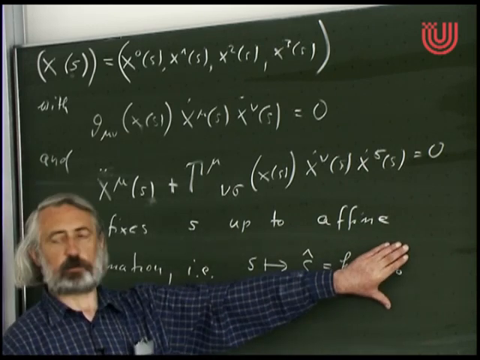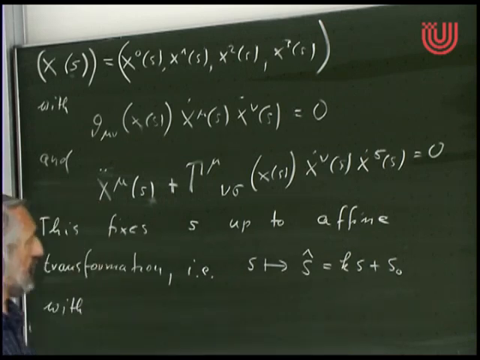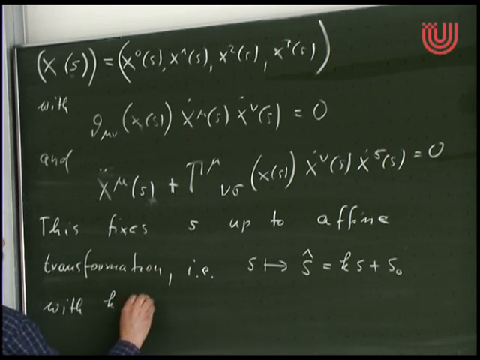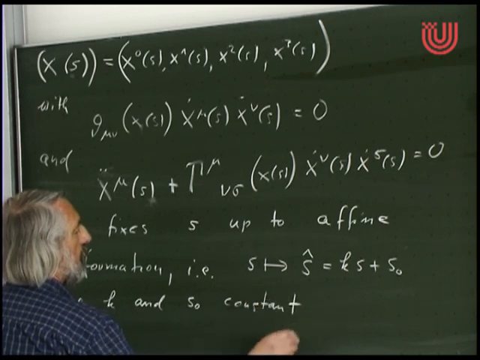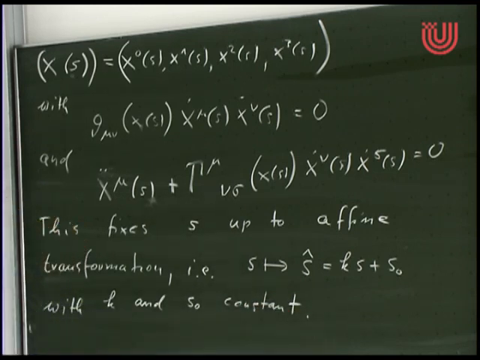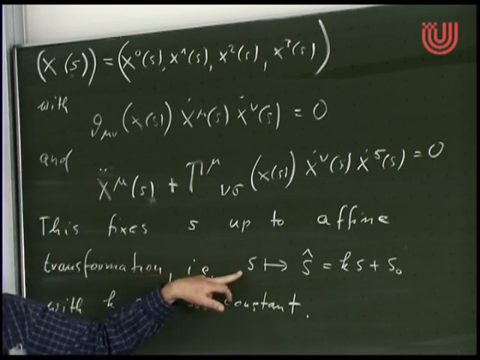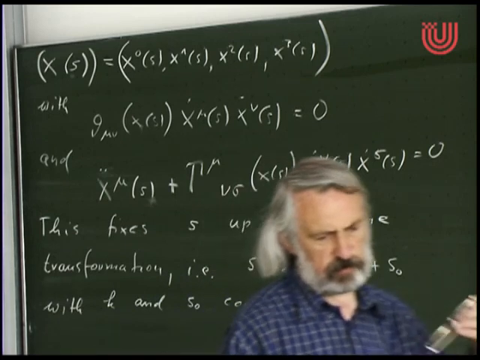This would be a linear transformation, and if we allow ourselves to add a constant, then we call it an affine transformation. So this means linear and inhomogeneous. This fixes S up to affine transformations with k and S naught constant. And actually, this is just a claim, but it's fairly easy to verify that if we have a solution of this equation, then a reparametrization of this curve is again a solution if and only if the change of the parameter is of this form. And this will be done again on a worksheet. I think it's again worksheet 8.